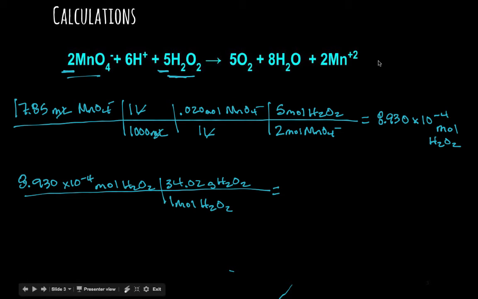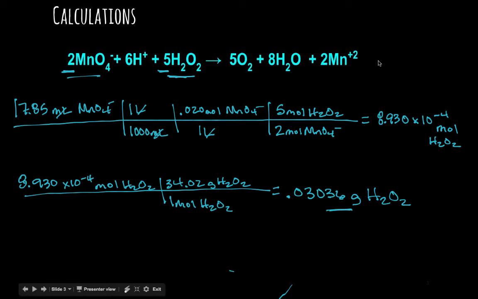So if I do that calculation, I end up with 0.03036 grams of H2O2. Now, since my end goal here is to figure out the percent, because that's what we're comparing to, and that's what you have to report back with, we want to know what percent of that hydrogen peroxide solution is actually hydrogen peroxide. So then to do a percent, we have to take the grams of H2O2 in your sample divided by the total grams of sample that was tested.